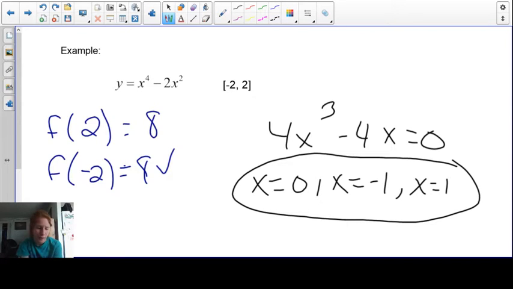Alright guys, you should come up with the same x values. We have points at 0, -1, and 1. If you don't get those, check your factoring. When you factor at this point, you can take out a 4x, which would leave you 4x times (x squared minus 1). And that x squared minus 1 is the difference of two squares, so therefore you can continue factoring it out. And that's how you get the 3 answers.